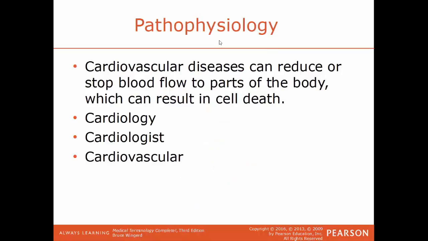All right, now we'll talk about some pathophysiology. Diseases of the cardiovascular system can greatly reduce or even stop blood flow to parts of the body, and when that happens, you can get cell death pretty quickly. If cells don't get oxygen, they can't function, so they will start to die. When you have a large number of cells die, then you have tissues dying, and then organs dying, and then you dying. So diseases of the system can become very serious very quickly.